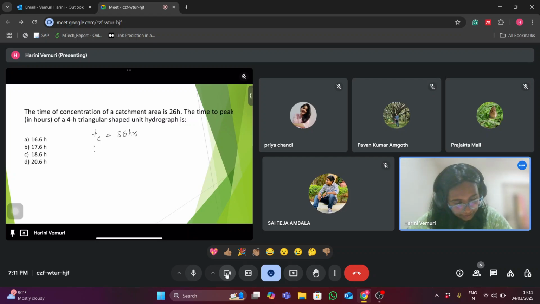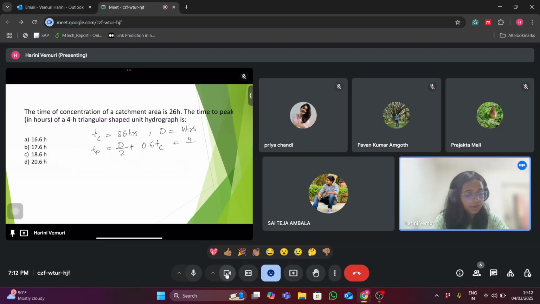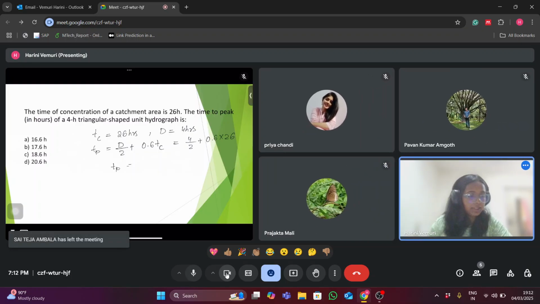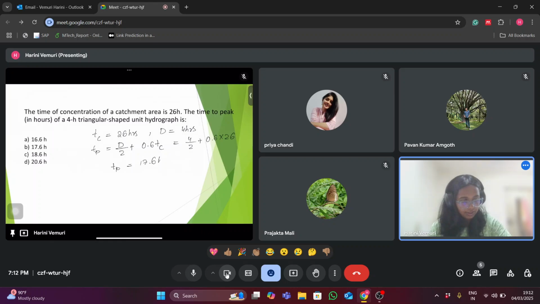We know that time to peak is equal to T by 2 plus 0.6 times Tc. Since they have mentioned it's a 4 hour triangular shaped unit hydrograph, the duration of excess rainfall is 4 hours. So once you substitute in this formula, 4 by 2 plus 0.6 into 26, the time to peak is 0.6 into 26 plus 2, which is 17.6 hours.